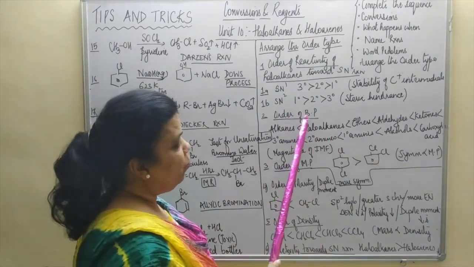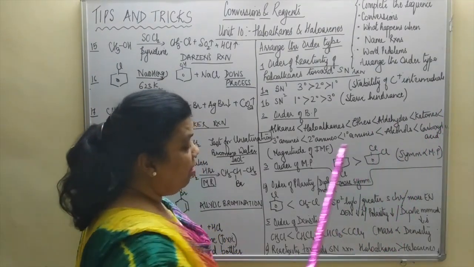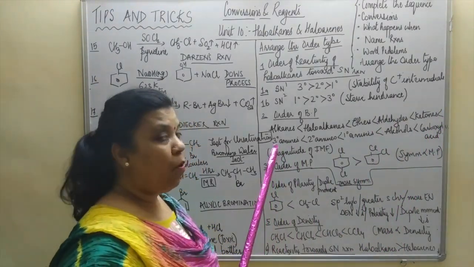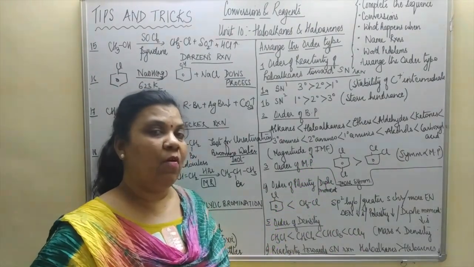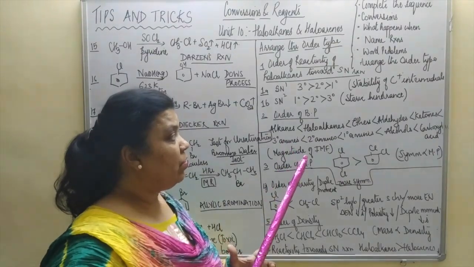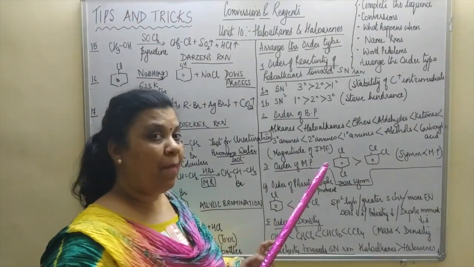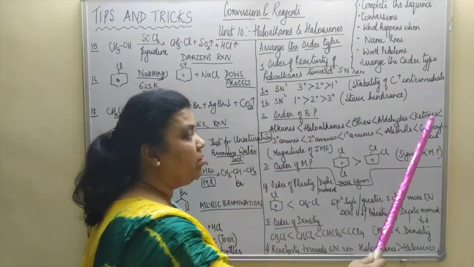Now we come to order of boiling point. Now just note this order. This is the general order for all the functional groups which we'll be studying in organic chemistry. So whenever a question comes relating to the boiling point, comparison of the boiling point of any 2 classes of compounds, just remember this general order.